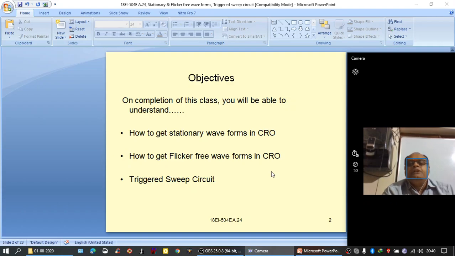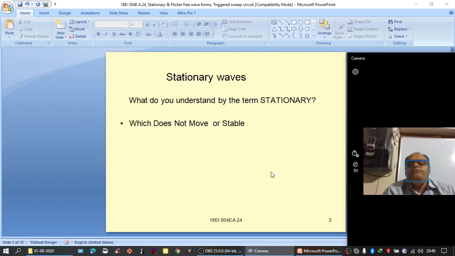First of all, what is a stationary waveform? A stationary waveform is a waveform which does not move, or which appears to be stable on screen.